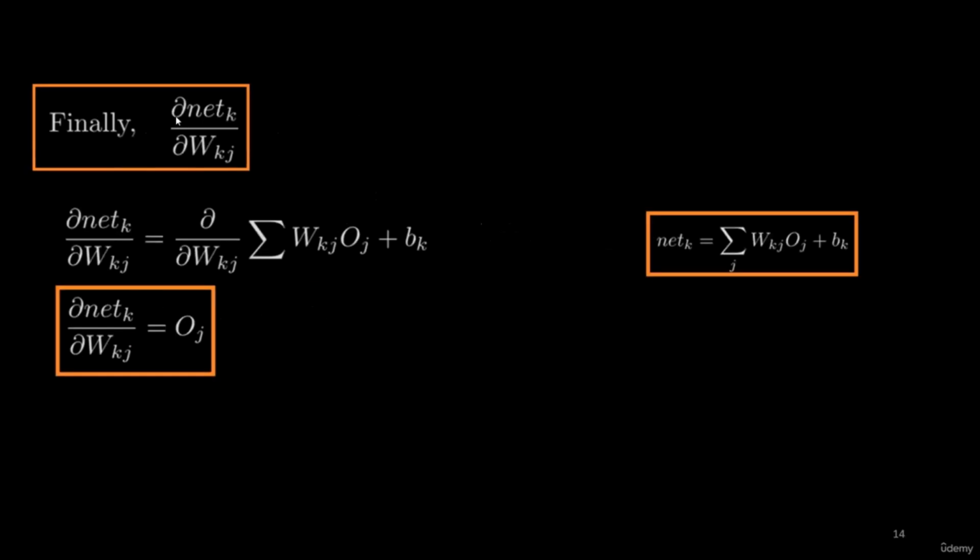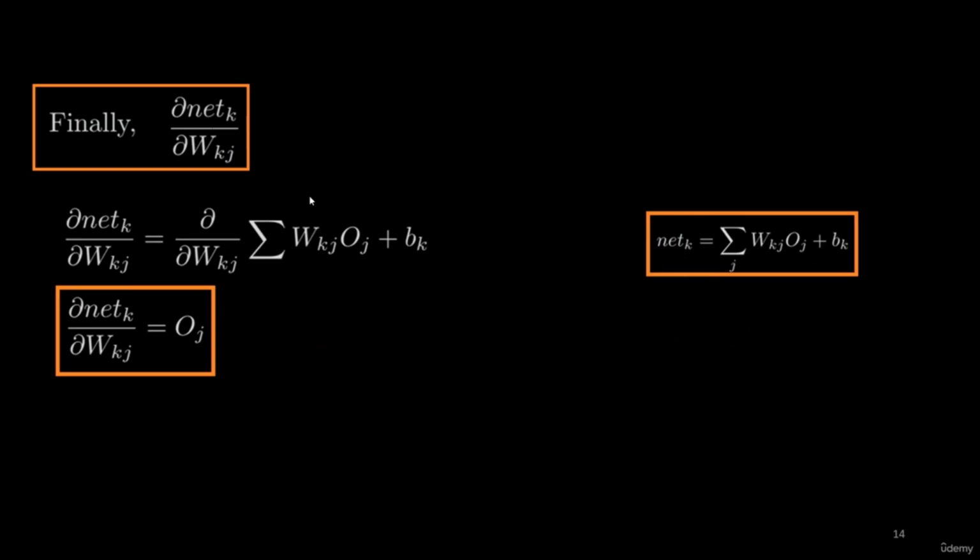Now the third term is we have to find the rate of change of net k with respect to wkj. Now where is net k? We basically need the equation of net k in order to take the derivative. We know this equation net k, which we calculated in the previous lecture where we learned how to write the equation during the forward propagation. So that was the equation of net k.